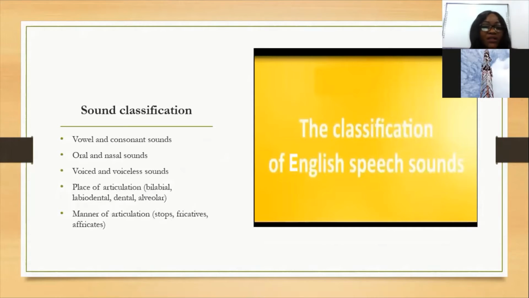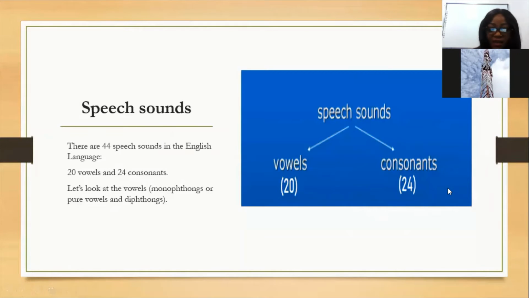Now, sound classification. All sounds are classified in various ways. The basic classifications, we have the vowel and the consonant sounds. The vowel sounds usually come out more freely than the consonant sounds. We'll talk about that in detail later. But there are 44 sounds in the English language. 20 of them are vowels and 24 of them are consonants.